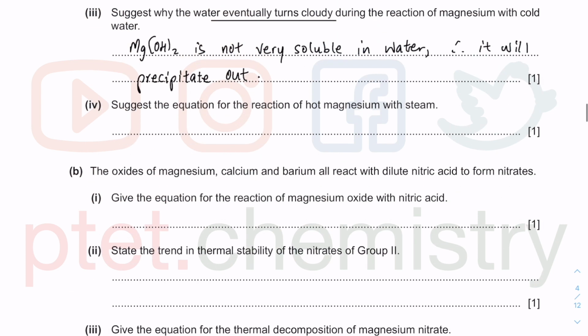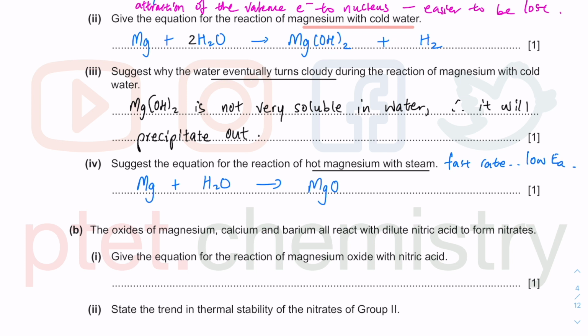Now suggest the equation for the reaction of hot magnesium with steam. This one has a fast rate of reaction. That means the activation energy is much lower compared to with the cold water. Magnesium plus steam, they are not asking for state symbols, but they already specify that it's with steam. You do not get magnesium hydroxide, because even though magnesium hydroxide is not very soluble in water, you do not have water, you have steam here. So they don't dissolve in it. And if you think about it, the other product will be just the hydrogen, just to balance the equation there.